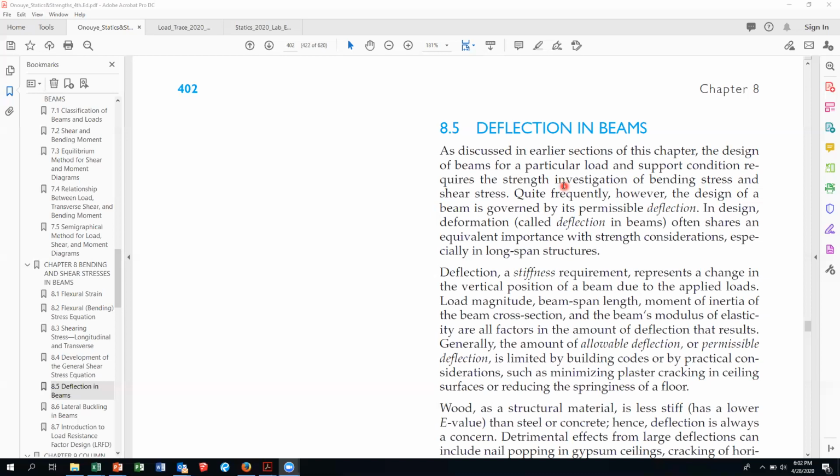Page 402 in the book gives a really good description, a really good discussion, if you will, about deflection in beams. And so we'll take this down here.